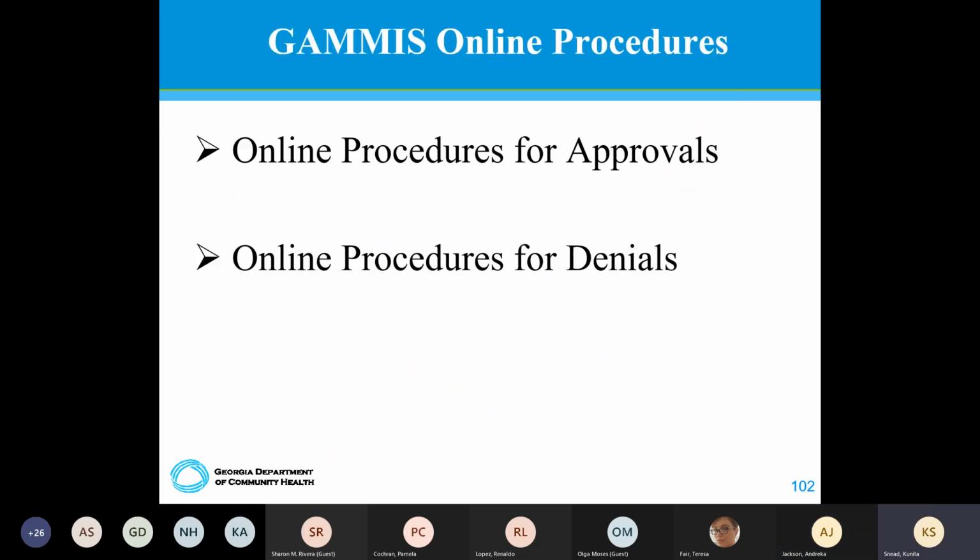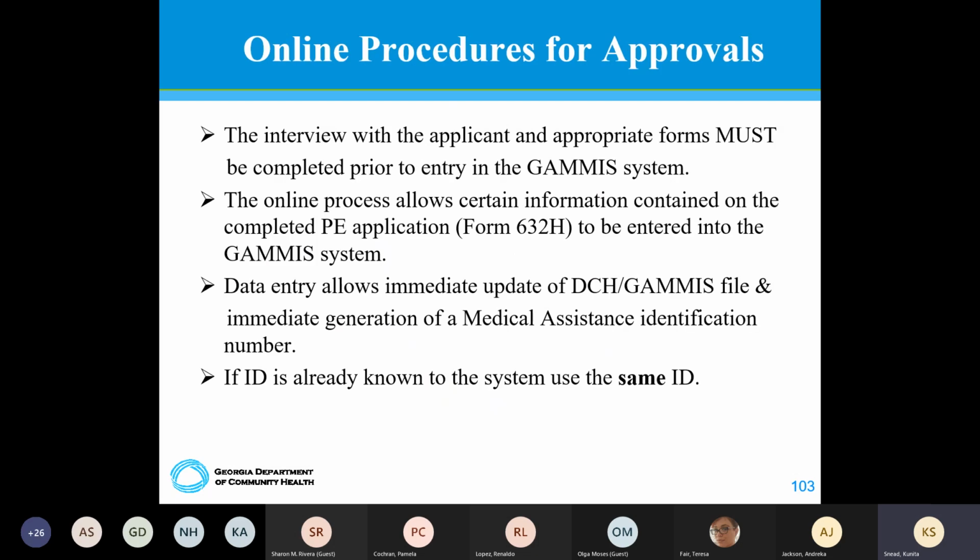Okay, if there are no other questions, we're going to go ahead and continue on. So for the online process, this was asked by Sharon earlier, are we going to be putting denial people into GAMIS as well? And the answer to that question is yes, but it depends on if they have at least one qualifying member in that particular household that you are able to put into GAMIS. So if you are, you will have to put the qualifying members in first, and then you're able to put the denial people in.